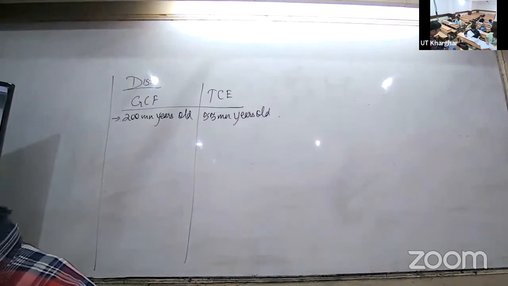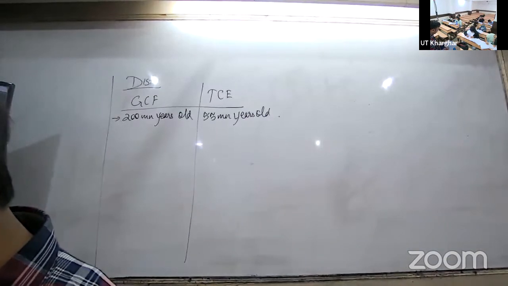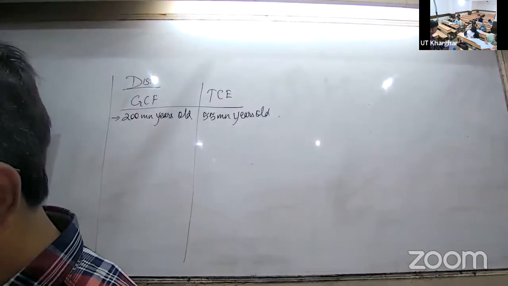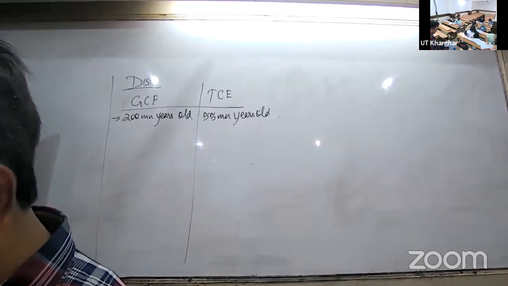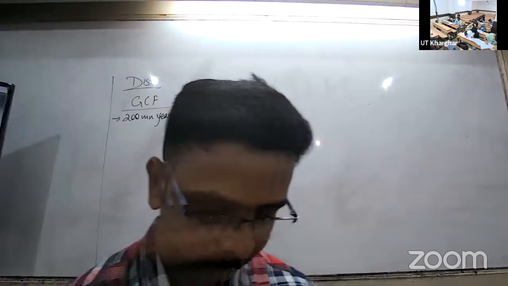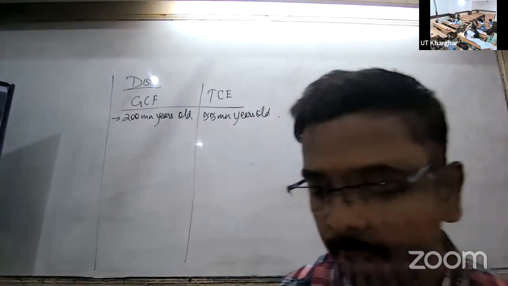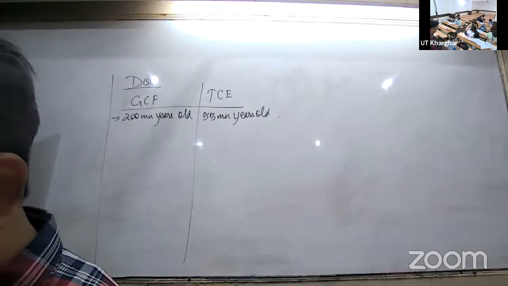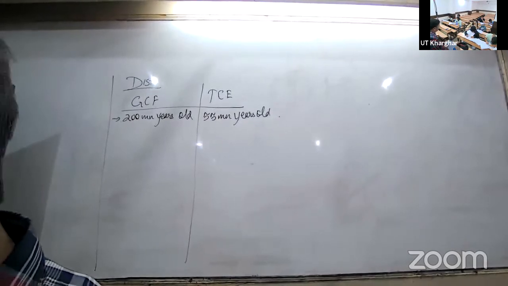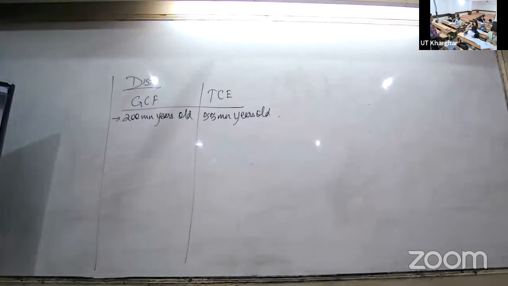Other side, mainly found in the northeastern states of Meghalaya, Assam, and Arunachal Pradesh. Now check this. Any distinguish question comes, minimum 4 points. Is 4 points okay? Okay.